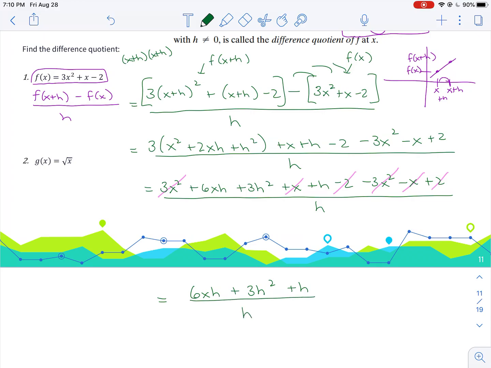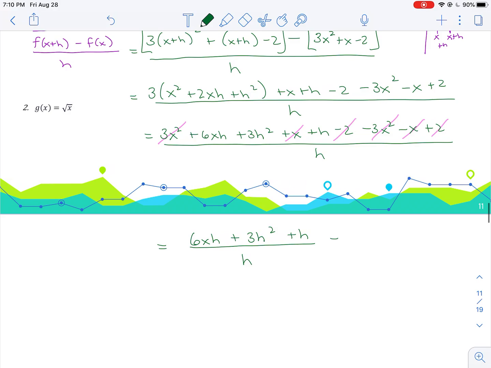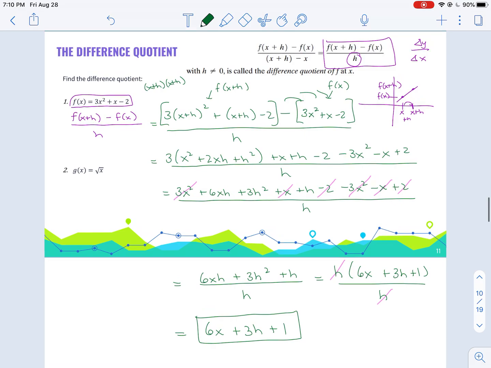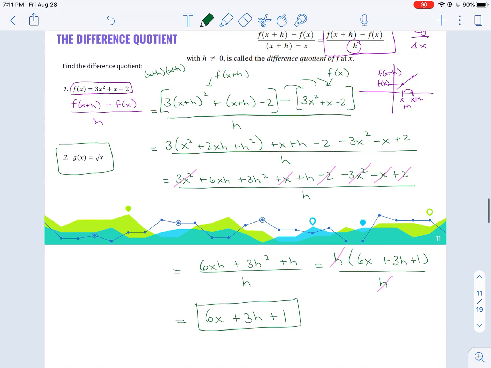over h. Now, if you notice in the numerator, they all have an h term that I can factor out. So if I factor out that h term, then I would have 6x plus 3h plus 1, over h, and now those h's are going to cancel. So my final difference quotient is going to be 6x plus 3h plus 1. That idea is getting us ready to do something called the derivative, which we do often in calculus. So when you guys have a moment, go ahead and try number 2, and then you can check your work against the finished notes. So try the difference quotient for number 2.